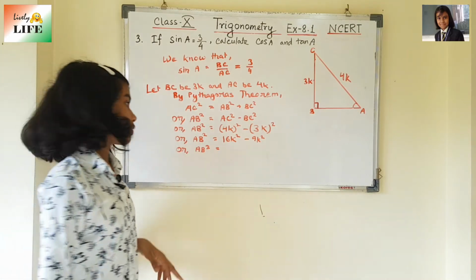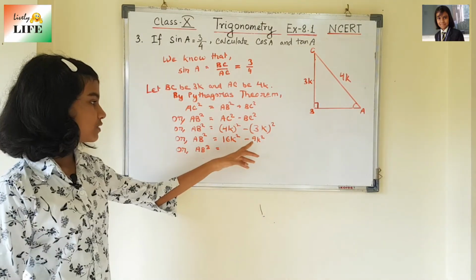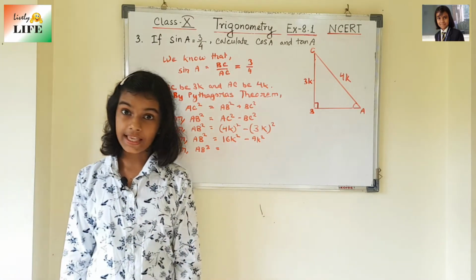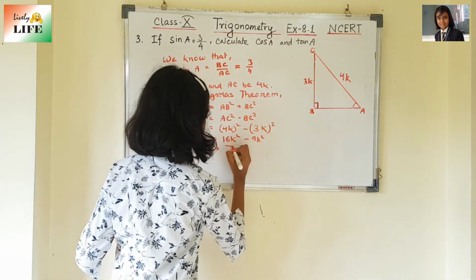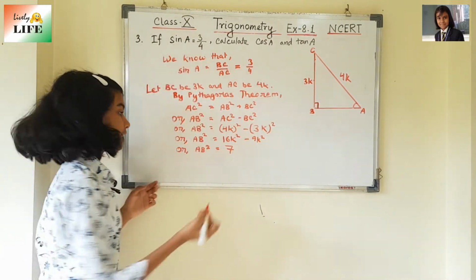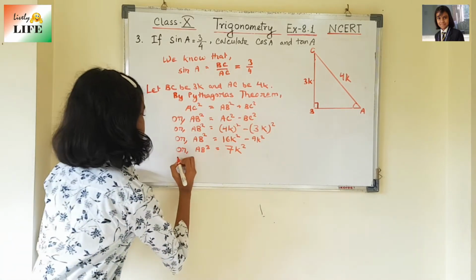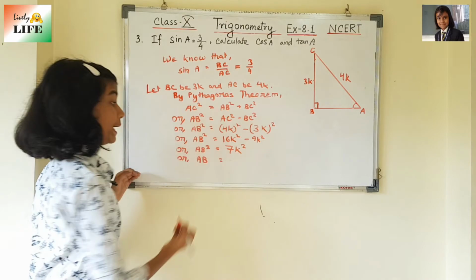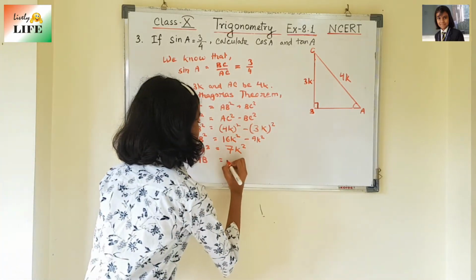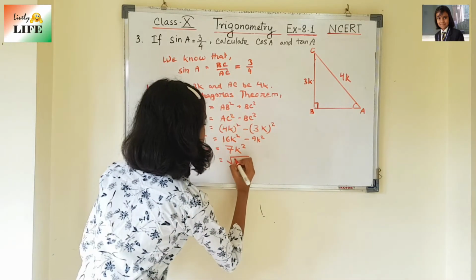Now what is AB square? What is 16 minus 9? It will be 7k square, right? 16 minus 9 is what? 7. 7k square. AB is equal to, what will AB be equal to? Root 7k square.